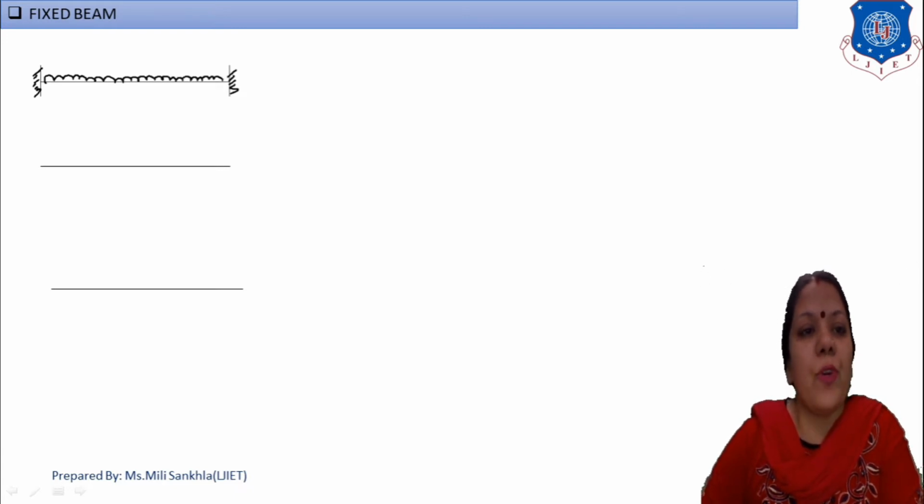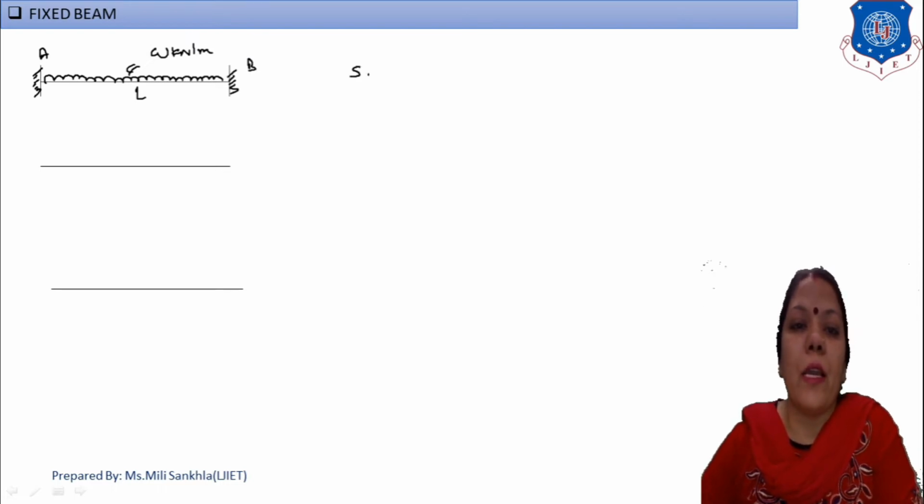The intensity of this UDL load is equal to W kilonewton per meter. This is our distance L, this is point A, and this is point B. Now make a heading. This is for SF calculation. Write down here, SF calculation.